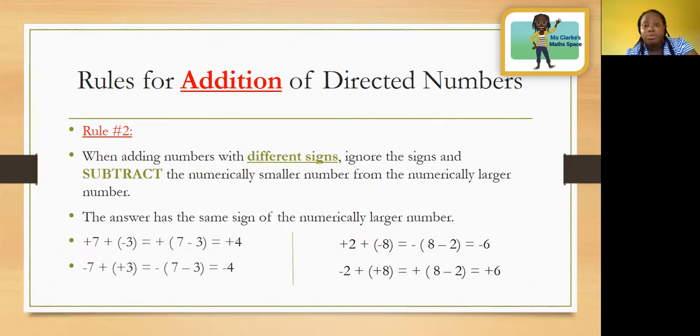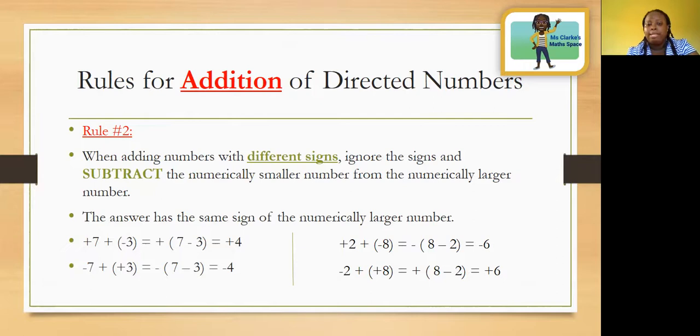Rule number 2, when we're dealing with different signs. When adding numbers with different signs, you have a positive and a negative, or a negative and a positive. What you're going to simply do is ignore the signs and just subtract the absolute numbers. So you're going to subtract the numerically smaller number from the numerically larger number. In this case, we're ignoring the signs. Whichever is the bigger number, we take away the smaller number from it.